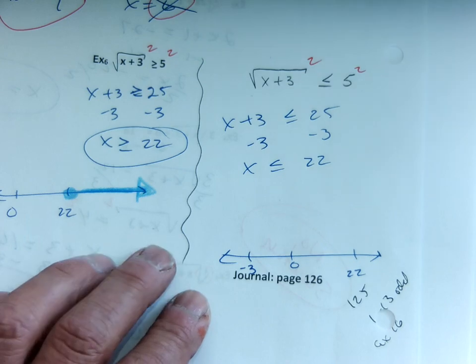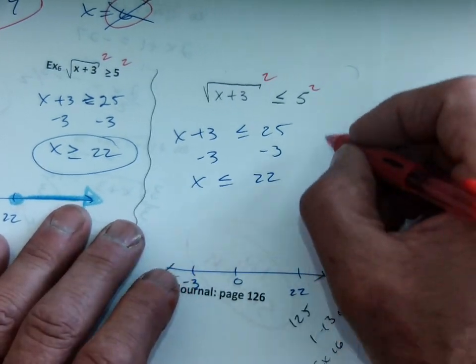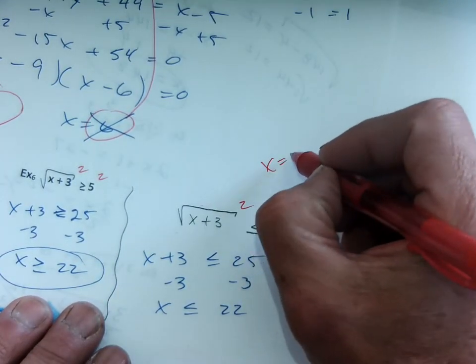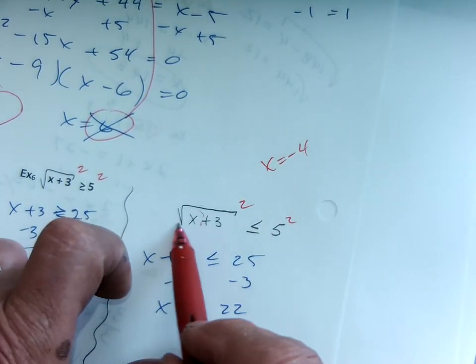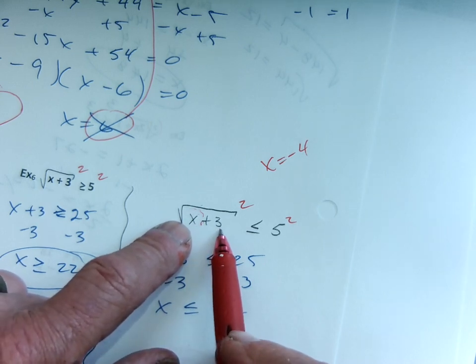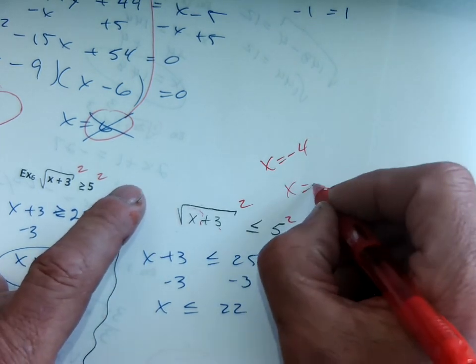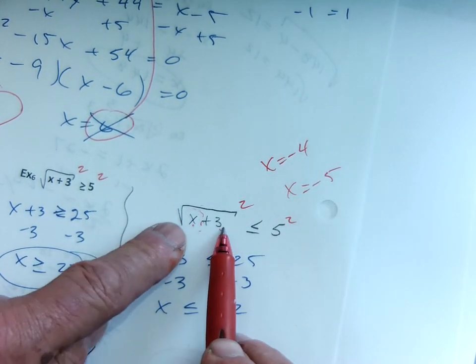So what happens is if x is negative 4, let's say, just say x equals negative 4. If I plug negative 4 in, I go negative 4 plus 3 is negative 1. I can't take the square root of a negative number. I have to be careful. And x equals negative 5 won't work. Negative 5 plus 3 is negative 2.